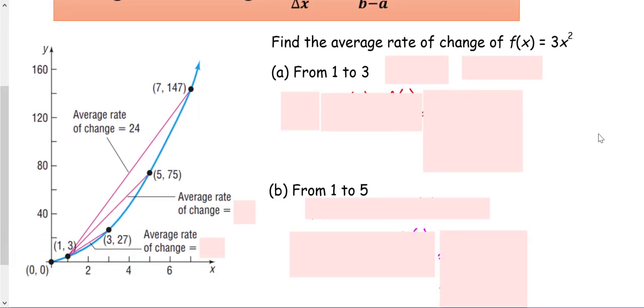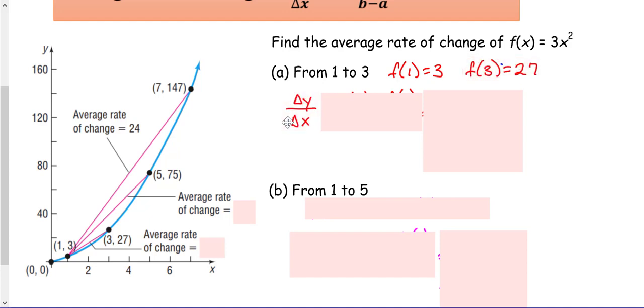So when we want to solve for average rate of change, let's look at this example. Find the average rate of change of f of x equals 3x squared. They gave us the function, and we want to know the average rate of change for x from 1 to 3. First, we need to figure out what f of 1 is. We could plug 1 into x: 1 squared is 1, times 3 is 3. Or because we have the graph, we could simply look at 1 and see that our y value is 3. When we go over to 3 and up, we see our y value is 27.